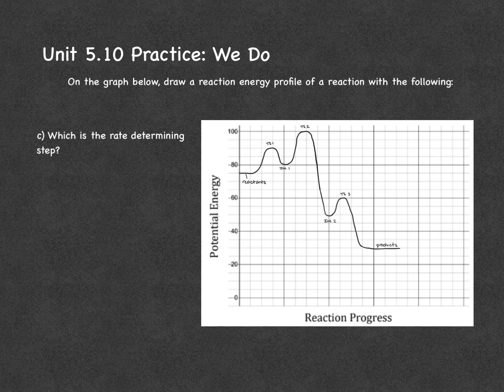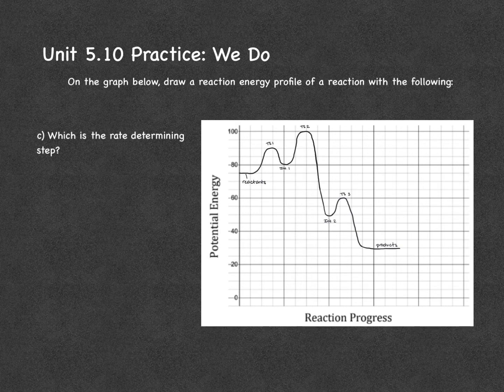So for the first one, we'd go from reactants to our transition state 1. But then for the second step, we are going to go from our intermediate 1 to our transition state 2. And then for our third, from intermediate 2 to transition state 3. We're not going from reactants to transition state for each step, only for the very first step.